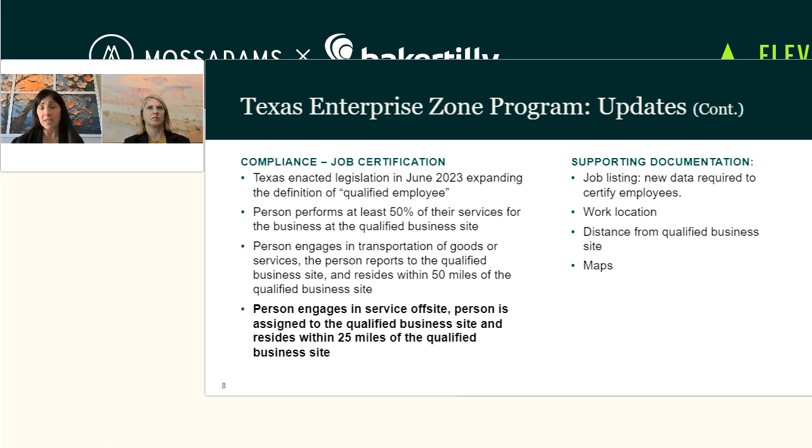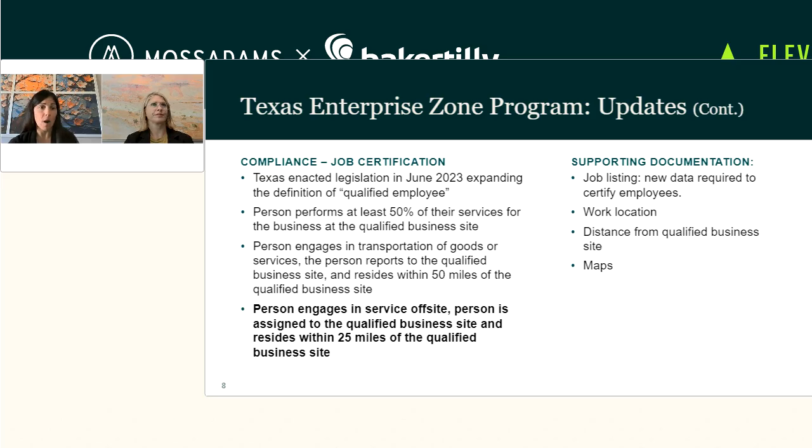How that expanded definition impacted what you need to provide to the comptroller's office is that it has you pulling additional information. So now you need to identify whether that person is remote, on-site, or transportation. You also need to show what site they report to, and you need to provide a map outlining the distance of any remote employee. So there are additional steps now of what the comptroller is going to look for and what you will need to support to qualify your new jobs.